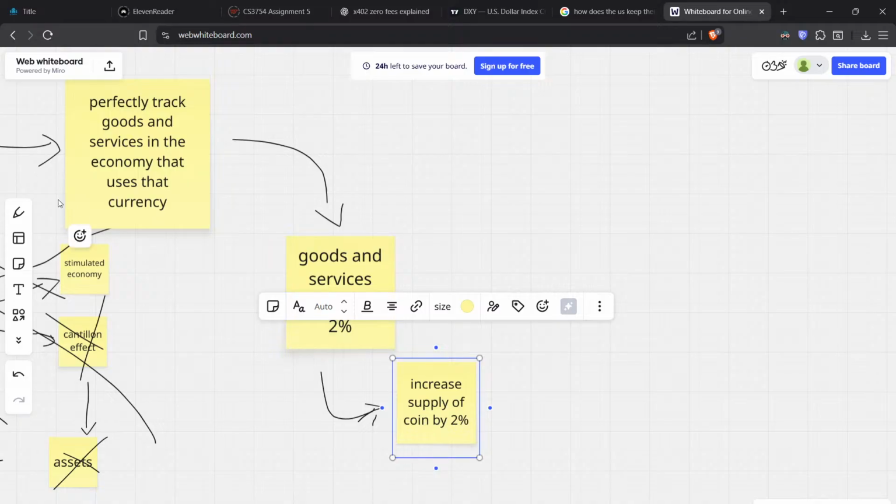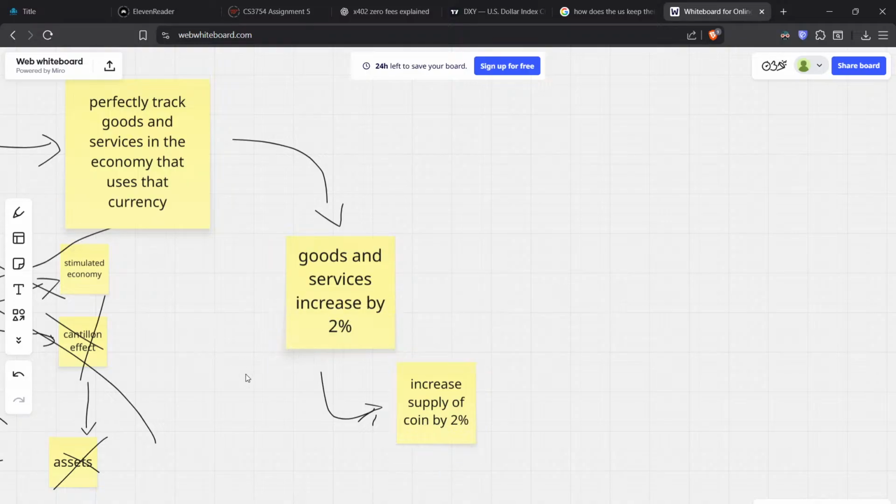Now, this is a great question: how do we do this? Can we automate this? Can we write some code that tracks goods and services and then increases or decreases the supply of the coin? And this is possible. Let's say you're tracking CPI, or unemployment, or some metric that tells you how much goods and services have increased, like GDP, and you automatically burn or mint new coins. The blockchain just does that automatically.